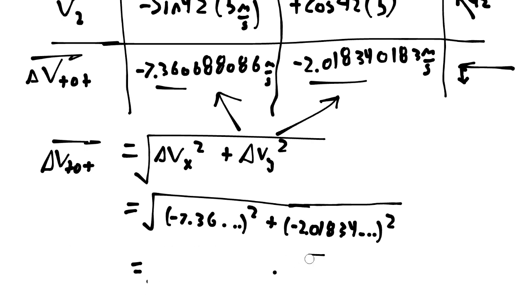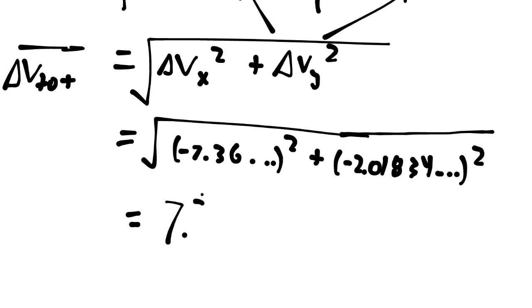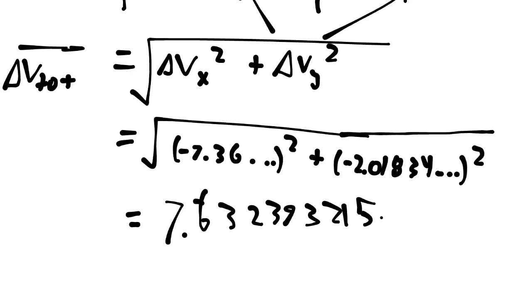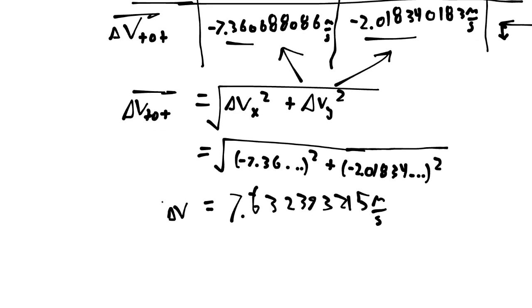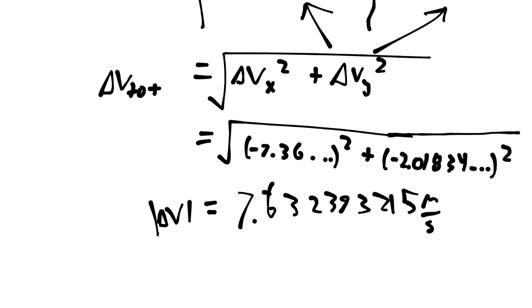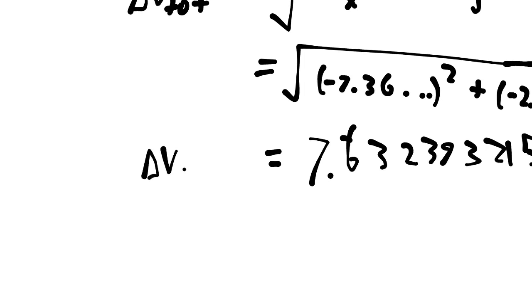So let me just fix this, sorry. And this will all equal 7.632393215 meters a second. This is just the magnitude, so actually I probably shouldn't have written the vector in here because this is just the magnitude. Actually, sorry, let me write this in better. So this is the magnitude of the difference of velocity, so delta V tot.